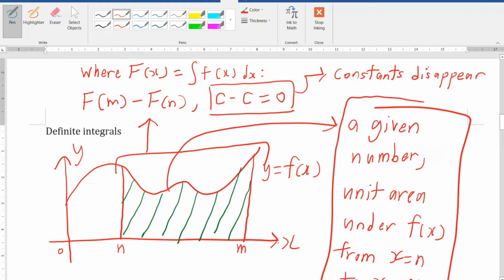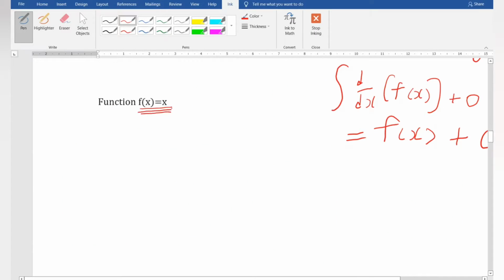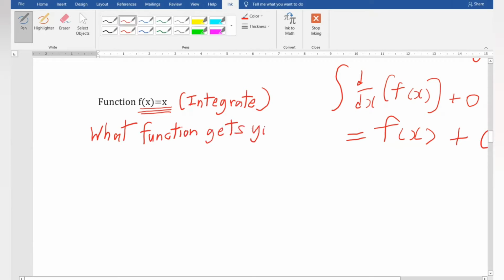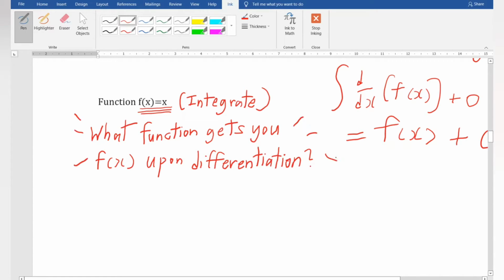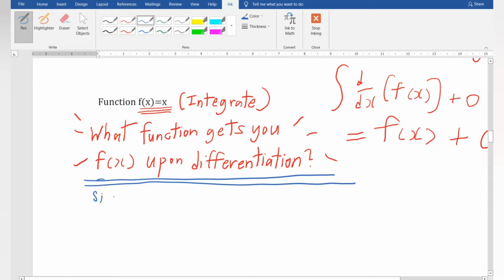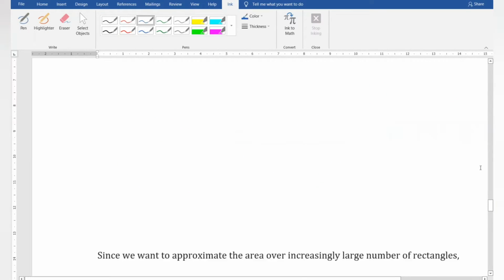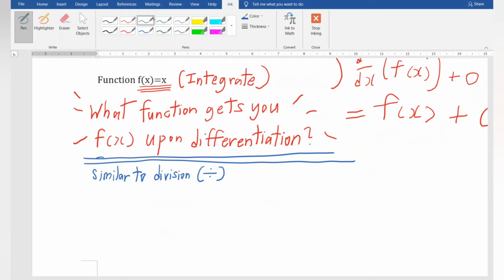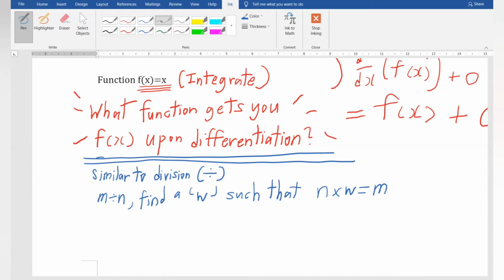To illustrate this, say you have a function f(x) equals x and you are planning to integrate it. You need to consider what function could get you x after differentiation. This is something similar to division. When you divide m by n, you need to find the answer w such that n to the power of w equals m. So now, let's take about 5 seconds to guess what gives us an x after being differentiated.